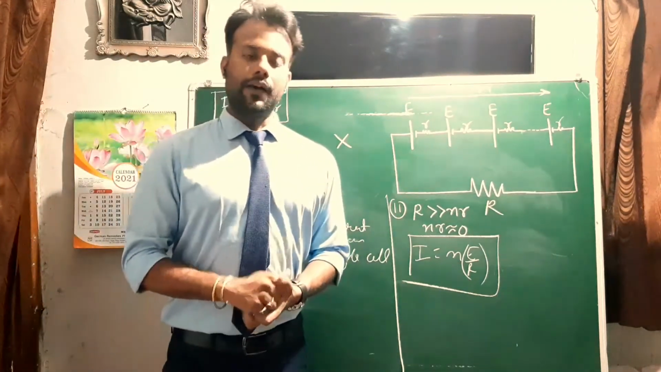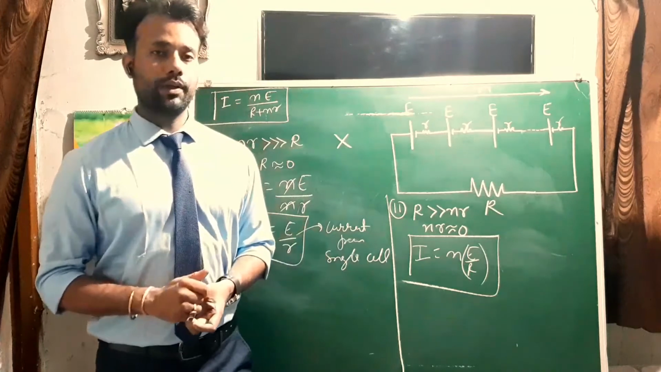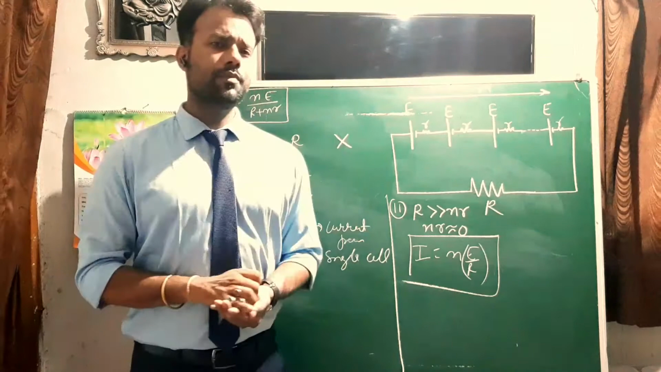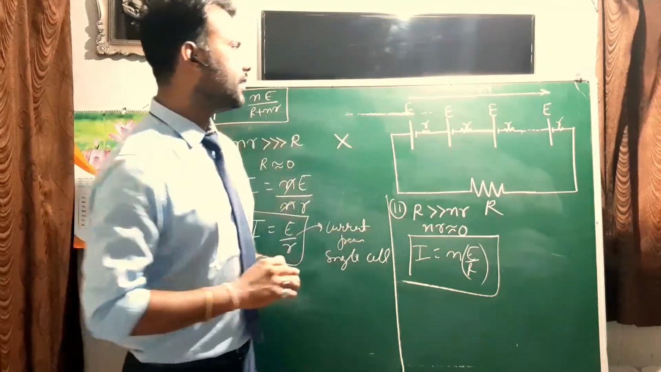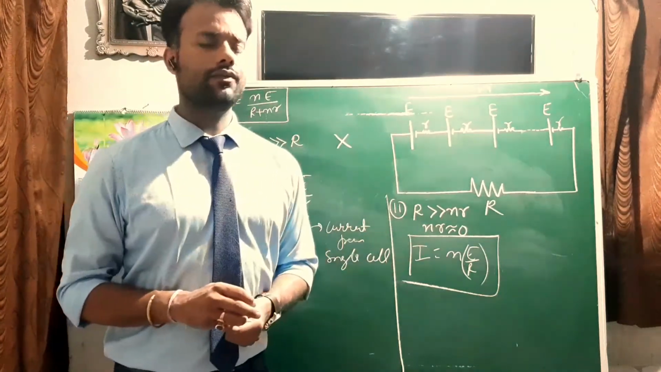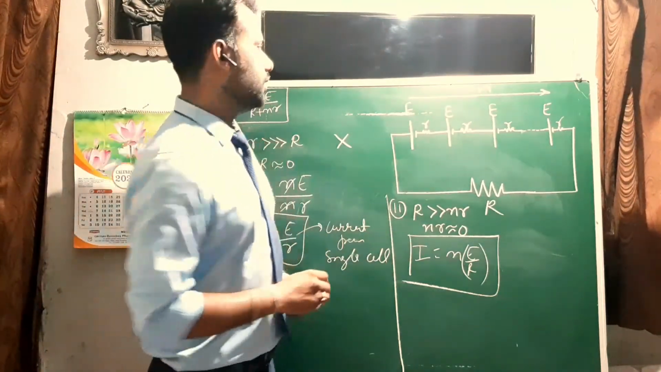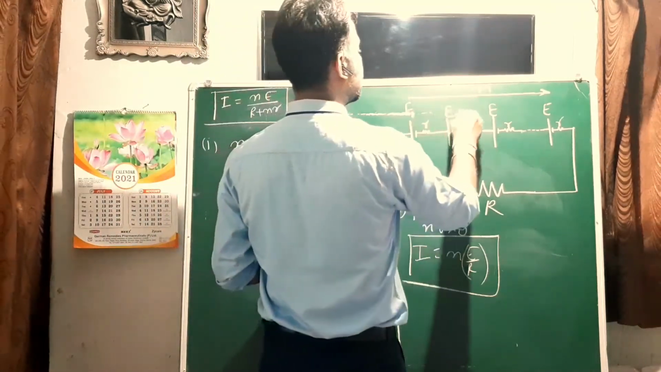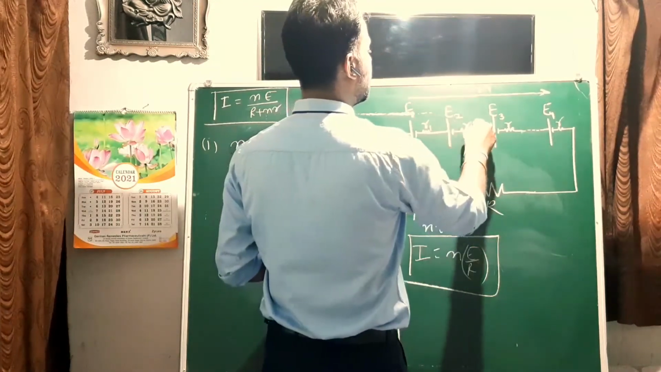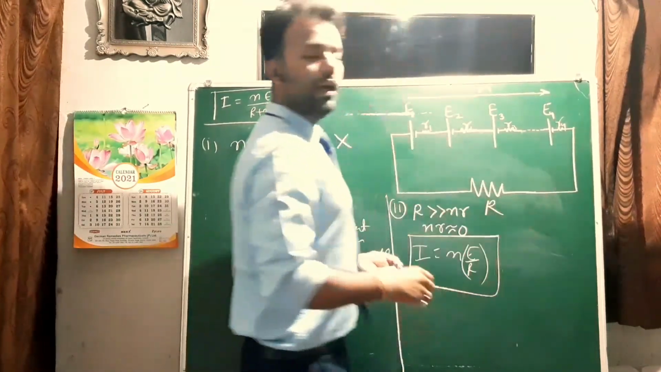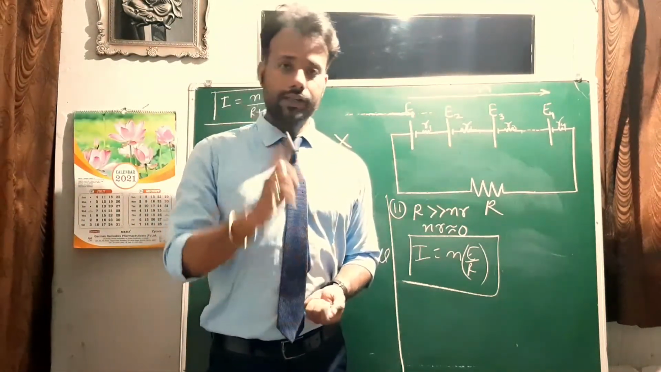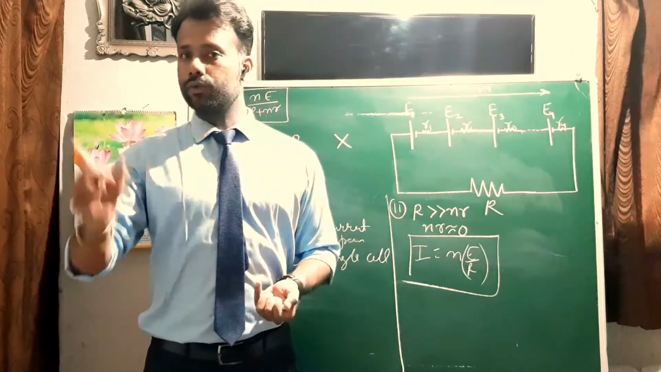I will discuss the next two groupings in tomorrow's lecture. There is one more condition possible in this case: it is not necessary that all of these cells must have the same EMF and the same resistance. They can have different EMFs like E1, E2, E3 and E4, right, and different resistances also like R1, R2, R3 and R4. Then what will be the current in the circuit? I will discuss this topic also in tomorrow's lecture.